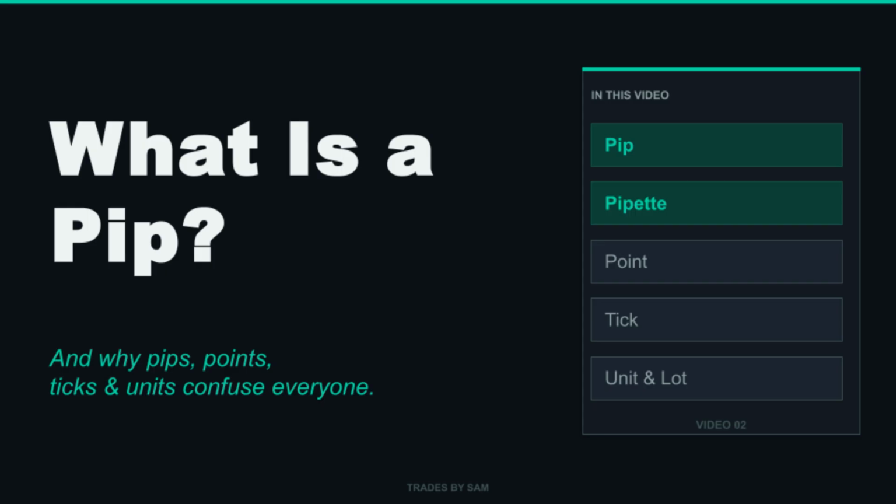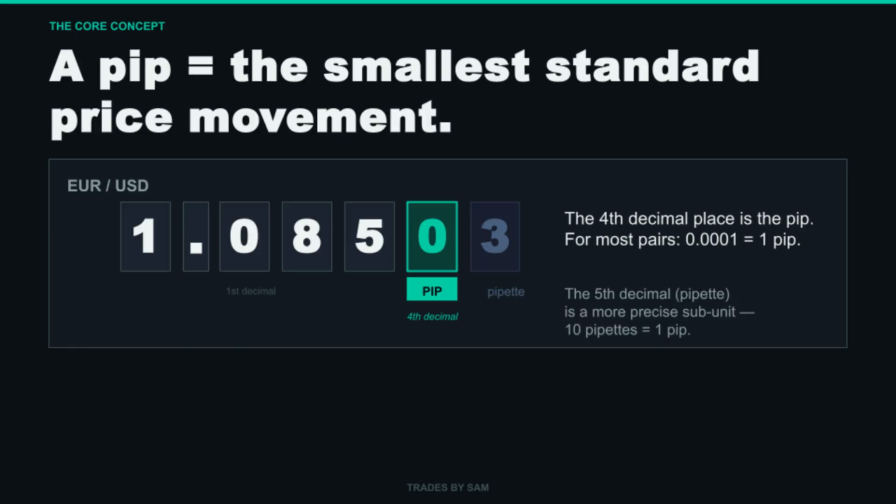Let's start with pips. A pip stands for percentage in point, and it's simply the smallest standard price movement in a currency pair. It's the unit of measurement for how much a currency pair has moved. For most currency pairs, your majors like Euro US dollar, Pound US dollar, US dollar yen, a pip is a movement of 0.0001. That's 1 unit in the 4th decimal place.